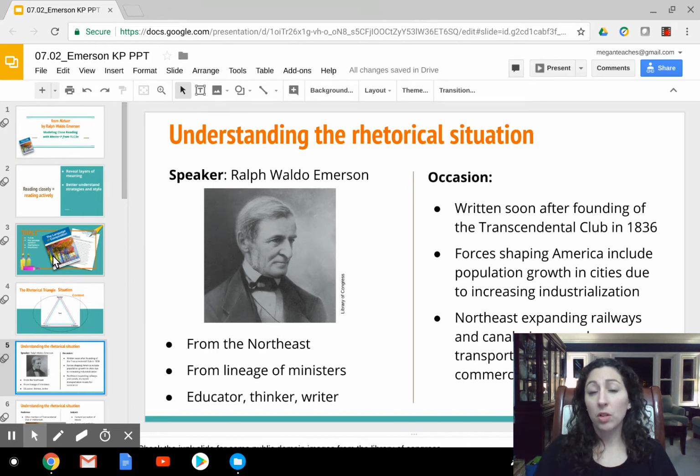And so in the Northeast, you also have the expansion of railways, canals, different forms of transportation that would change not only how goods are transported from here to there, but also the kinds of jobs people would have and the very nature of the natural landscape. So these are the things that are affecting Emerson's thinking at the time, and certainly others as well.